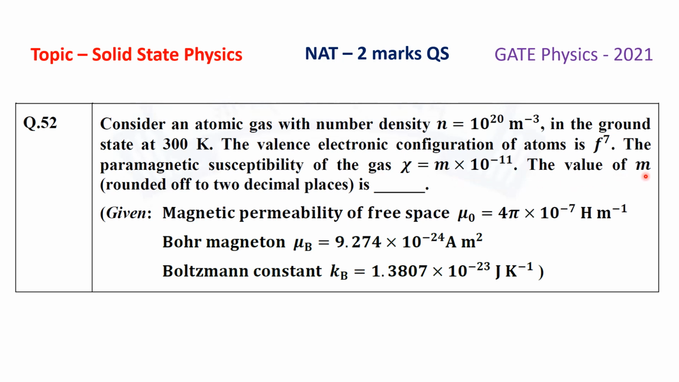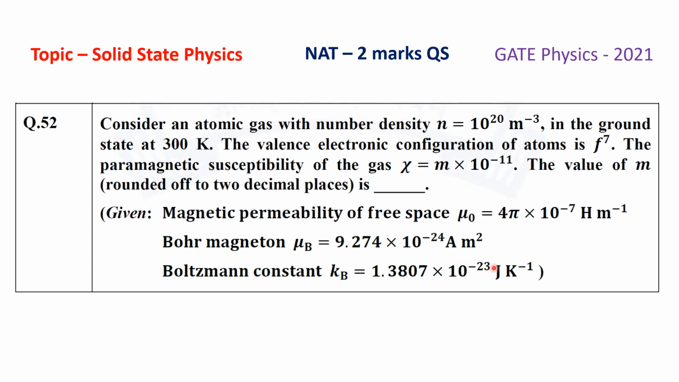The value of m rounded off to 2 decimal places is, so basically we have to find the value of m, which should be rounded off to 2 decimal places. There is some important information given which is required to solve this problem. The magnetic permeability of free space mu naught equals 4 pi times 10 to the power minus 7 Henry per meter. The Bohr magneton mu B value is 9.274 times 10 to the power minus 24 ampere meter square.